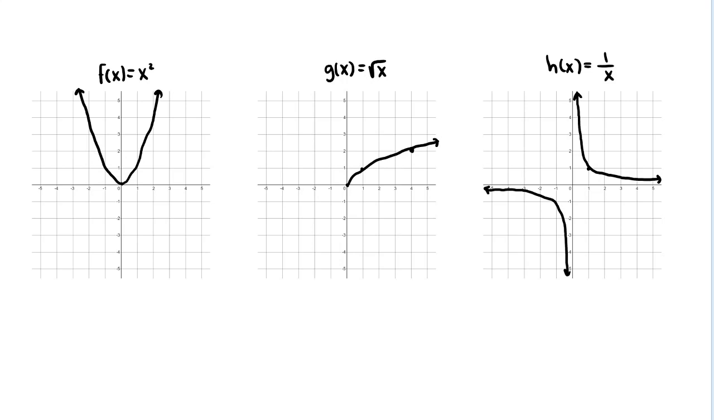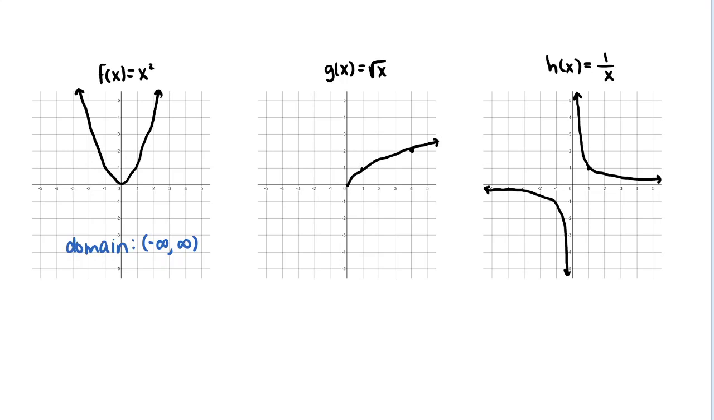And we said that the domain of this first function, well, no matter what value I plug into this function, I can always square it and get an output. So really any number I can plug into this function and get a reasonable output. The domain is negative infinity to positive infinity.